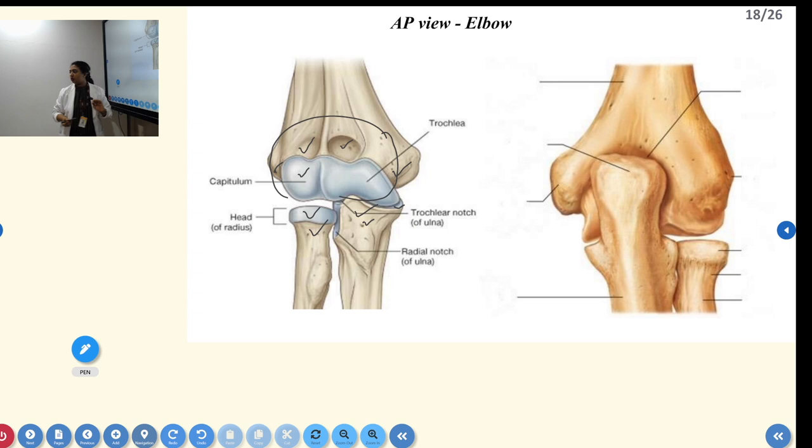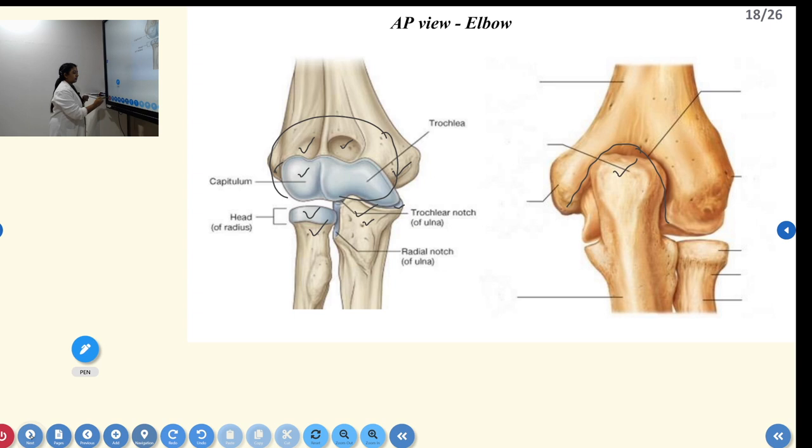Now this is the posterior aspect of the elbow joint. Here we can see a big cavity. This corresponds to the olecranon fossa. Now to this olecranon fossa, you can see the olecranon process of the ulna articulates into this olecranon fossa. So this is the posterior view. Now we will go to the X-ray.